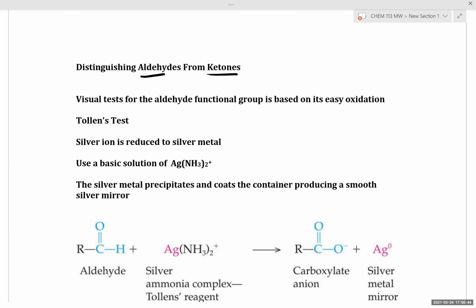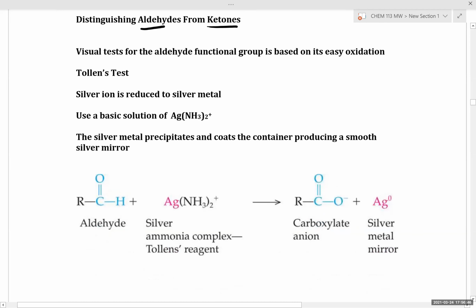One of the more common tests for an aldehyde functionality is the Tollens test. Aldehydes are readily oxidized by even mild oxidizing agents. In this case, silver ion serves as an oxidizing agent that is reduced by our aldehyde to silver metal. The silver metal precipitates and coats the container, producing a smooth, almost silver mirror-like effect.